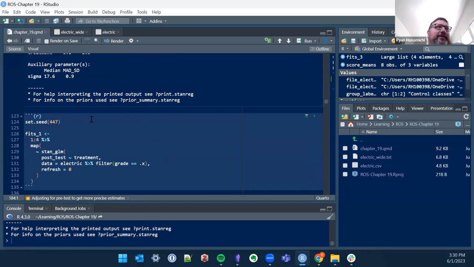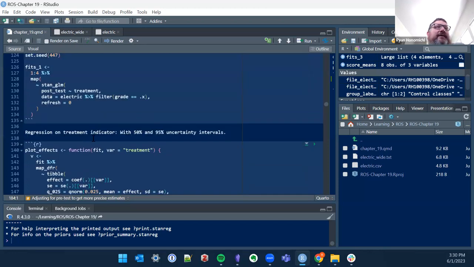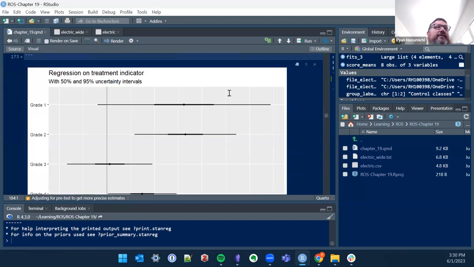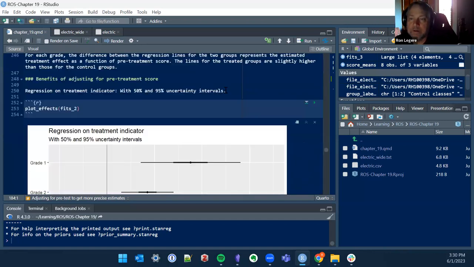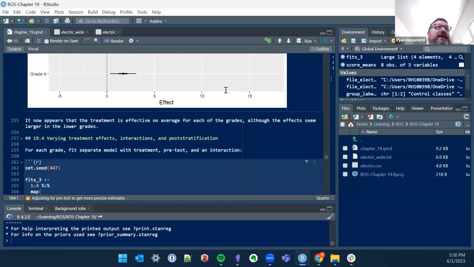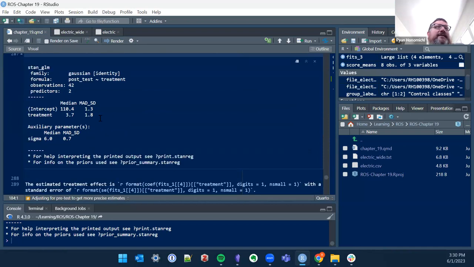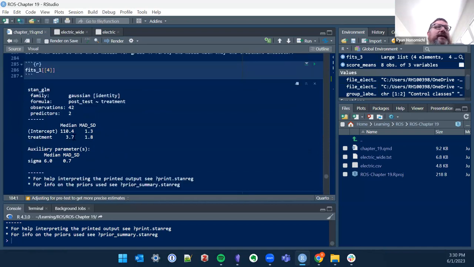I'm feeling pretty sheepish about not understanding this. But the idea is that we're running these for each classroom separately and then aggregating after the fact, right? The idea being we're getting a better assessment of the effects of treatment because we're doing it at the classroom level. So that's what fits one means, and then fits two is almost there. Okay, so fits one is the stratified thing. We go from 5.7, I believe, when it's unstratified, to 3.7. So that makes sense.